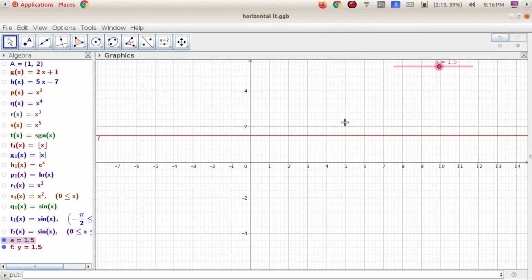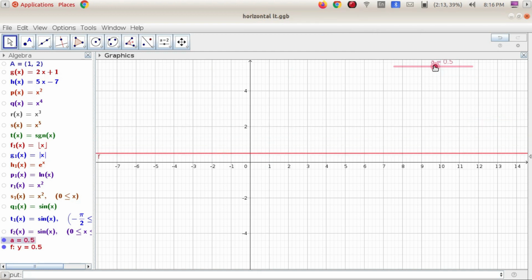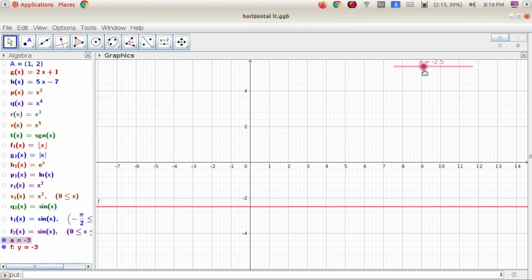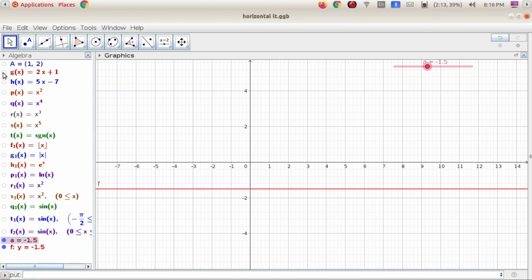Horizontal line test. Consider a horizontal line. When we move this slider, we get different horizontal lines. Now consider a function g of x equal to 2x plus 1. Now this horizontal line intersects this graph at a single point. So this graph represents the graph of a function which is 1-1. This function is 1-1.